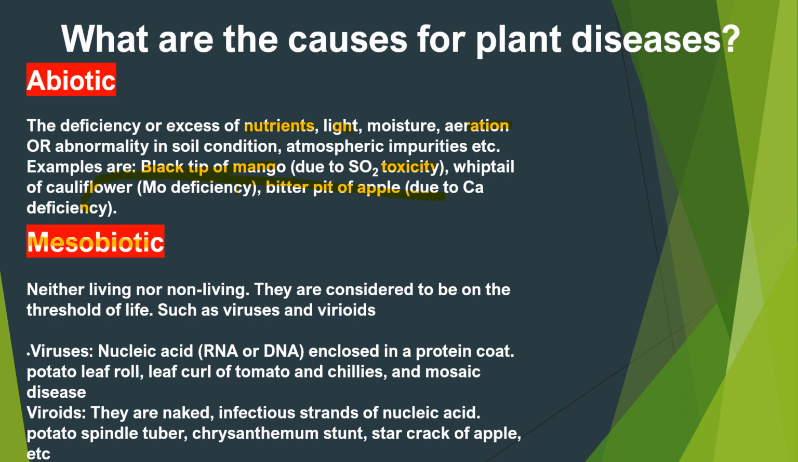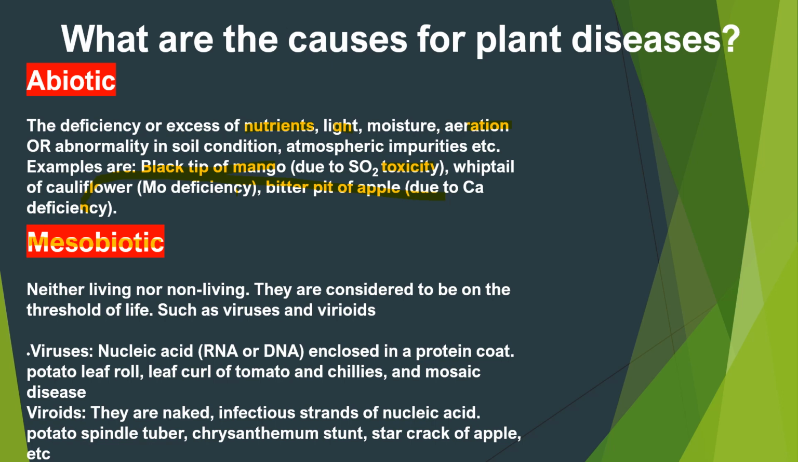The term mesobiotic means organisms which are neither living nor non-living. For example, the viruses. The viruses are considered to be at the border of living and non-living things. That's why they are termed mesobiotic. Now, viruses are major pathogens of many plants, and they do cause several diseases on plants.